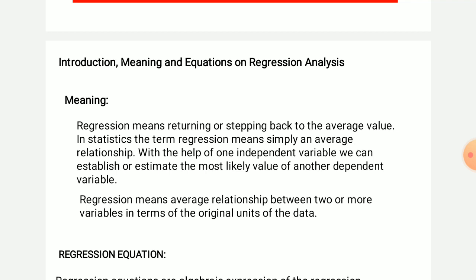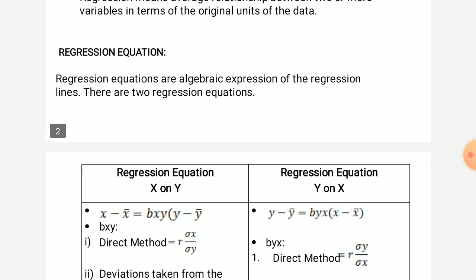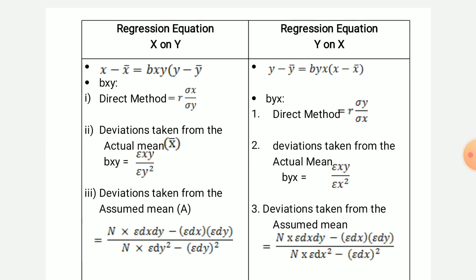Now, regression equations. Regression equations are the algebraic expressions of the regression lines. There are two types of regression equations. One is the regression equation x on y, and the other is the regression equation y on x. So, the regression equation x on y is given by x minus x bar is equal to bxy into y minus y bar.